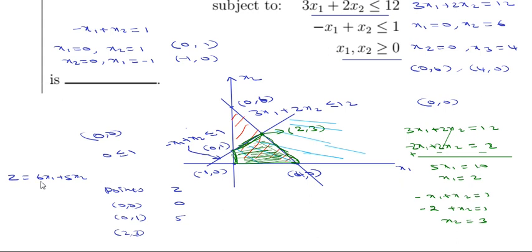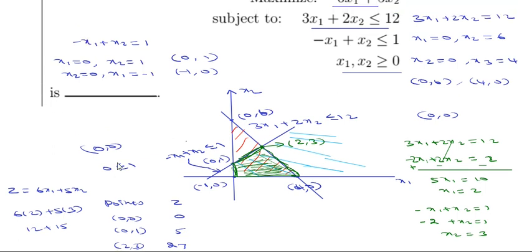Z is 6 into 2 plus 5 into 3. So 12 plus 15, it is 27. Another corner point is 4, 0, so 6 into 4 is 24. So from this, our problem is a maximization problem.